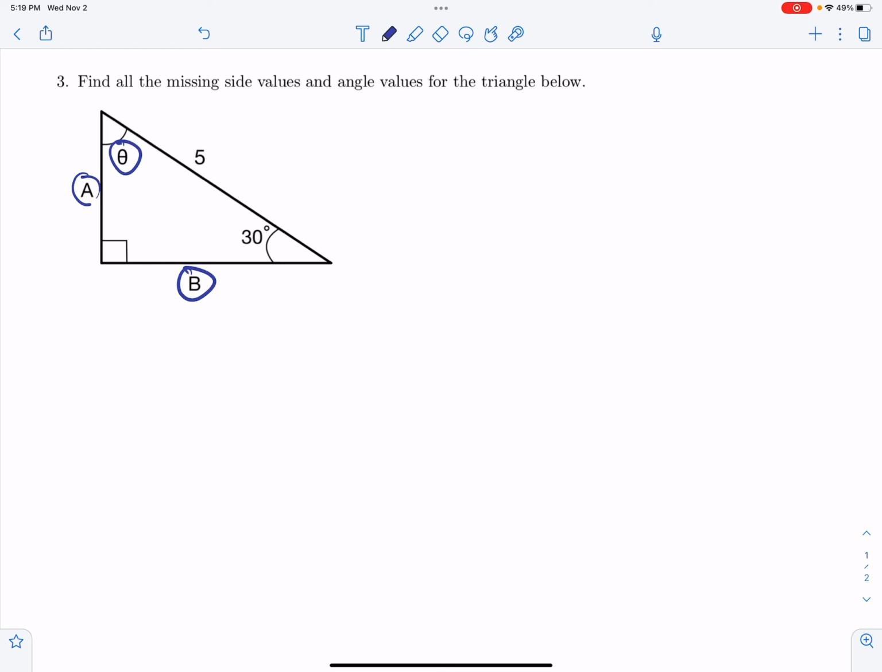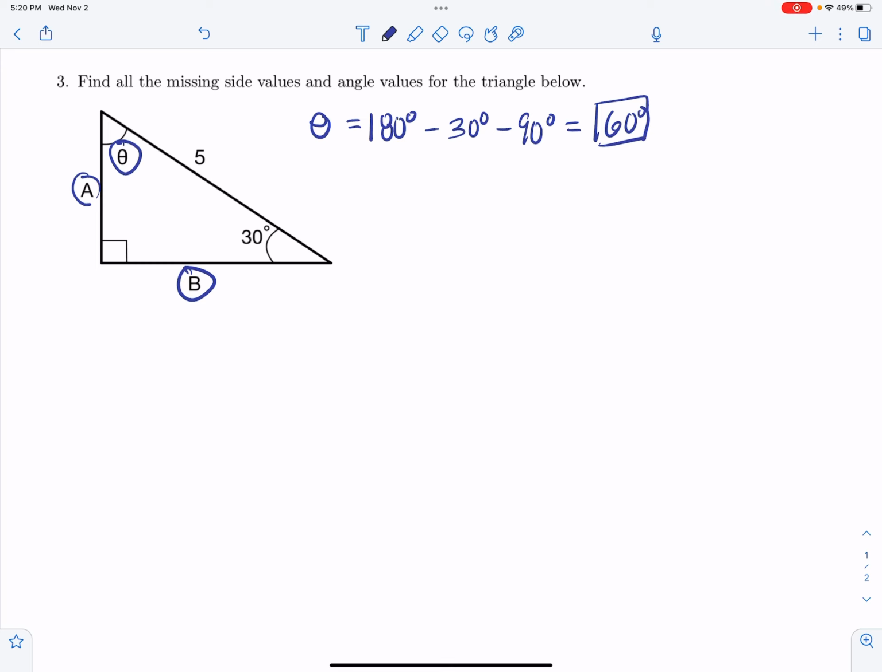So we know that a triangle can only have 180 degrees between all of its angles. And we already have a 30-degree angle and a 90-degree angle, so we just take 180 and we subtract 30 degrees and we subtract 90 degrees, and that will give us our theta. So 180 minus 30 minus 90 is 60. So we get that theta is 60 degrees.